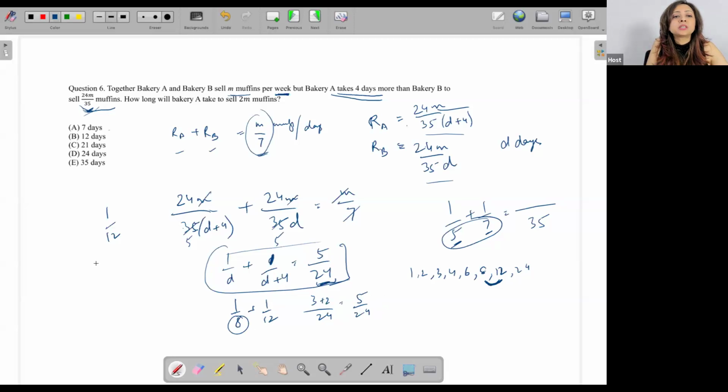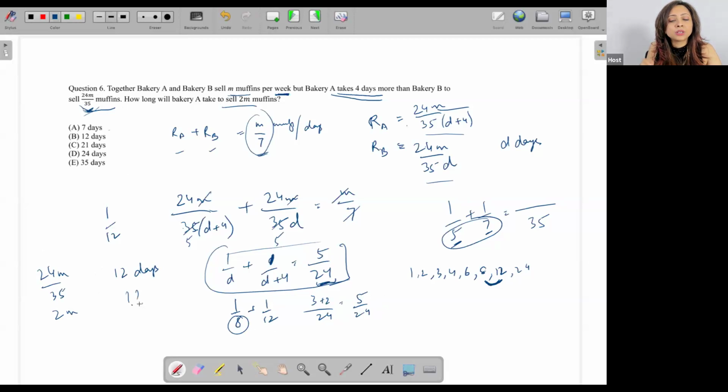So the time taken by bakery A to make 24M by 35 muffins: 24M by 35 muffins are made by bakery A in 12 days. This is what I have. I already know this. My question is, how much time will it take to make 2M muffins? How many days will it take to make 2M muffins?